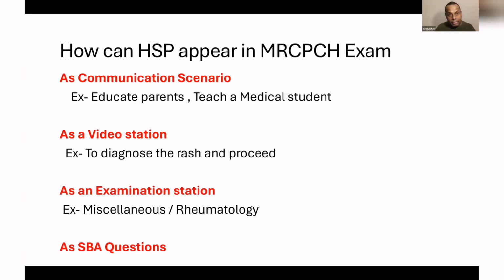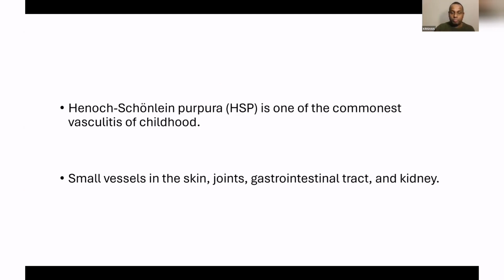Then also you might get a stable HSP child as a real patient in miscellaneous examination stations or short case stations, or you might get this as a rheumatological case if the child is having some arthritis for you to examine. Right. So this is how HSP could come in MRCPCH, different components. Now, how are we going to answer?